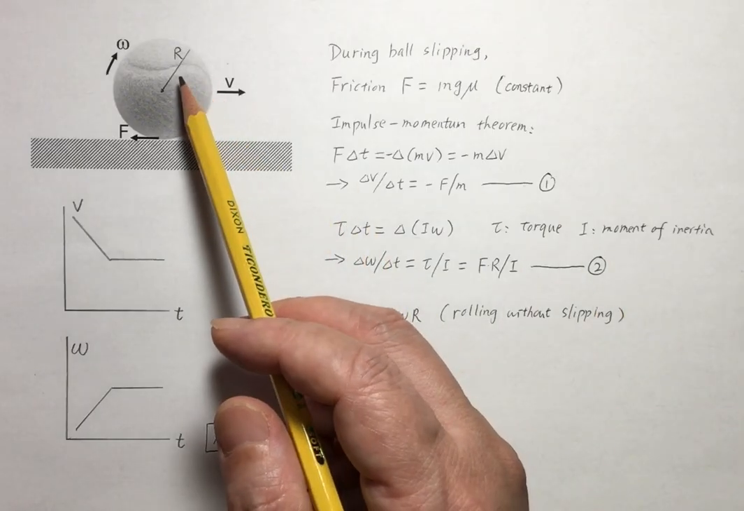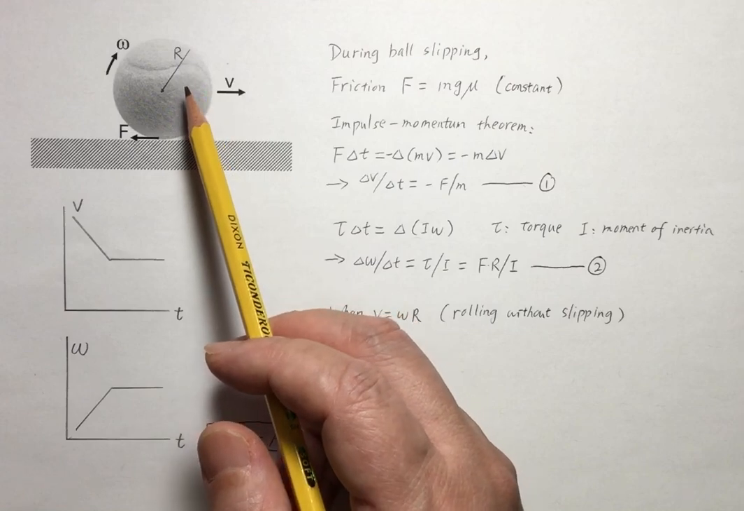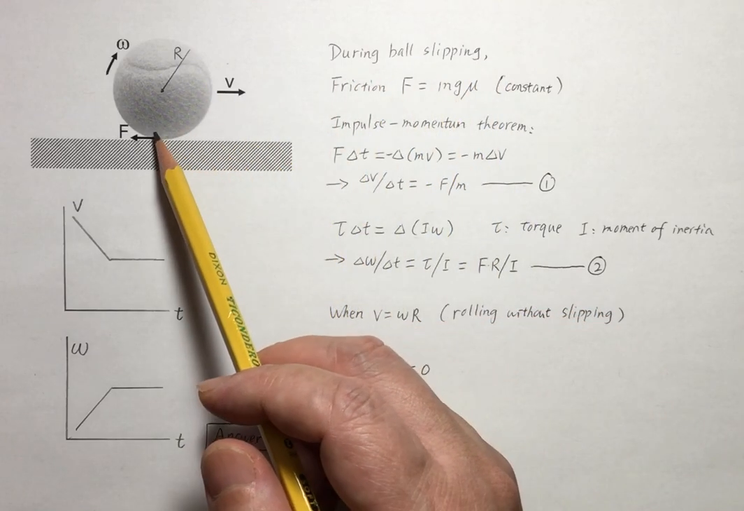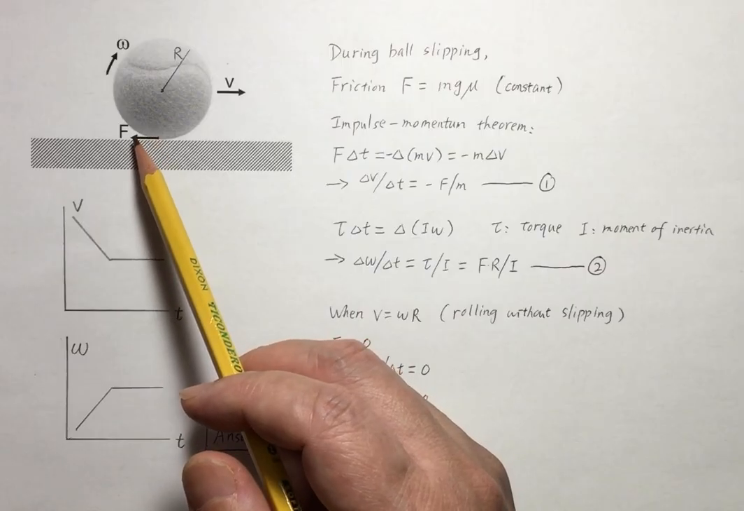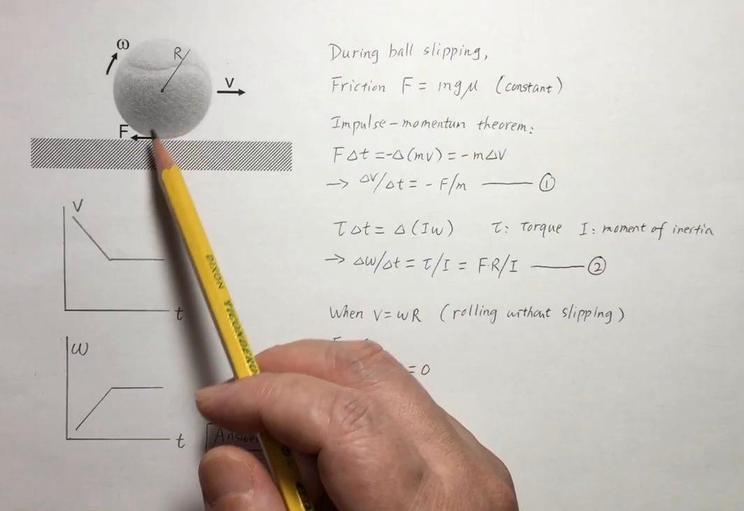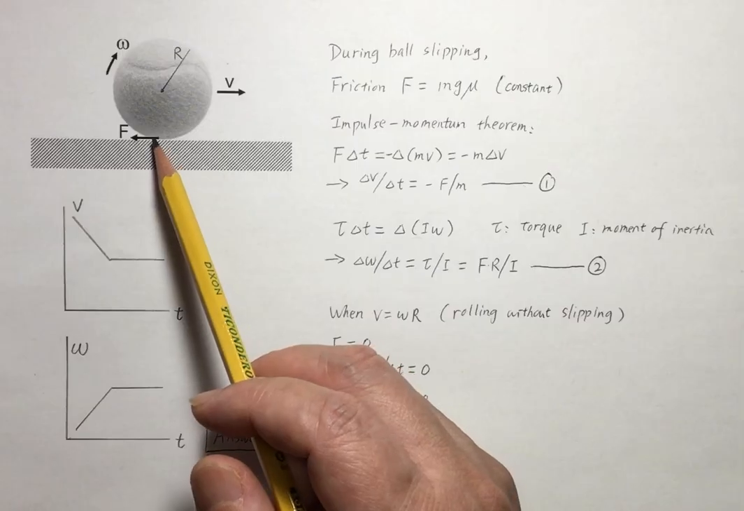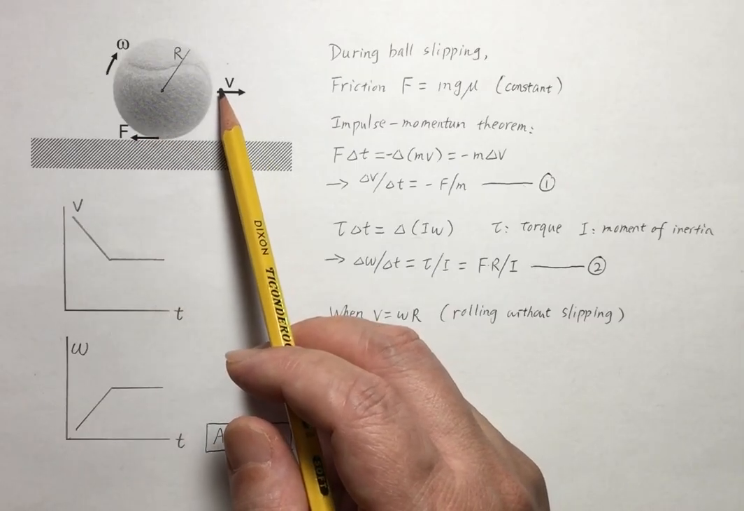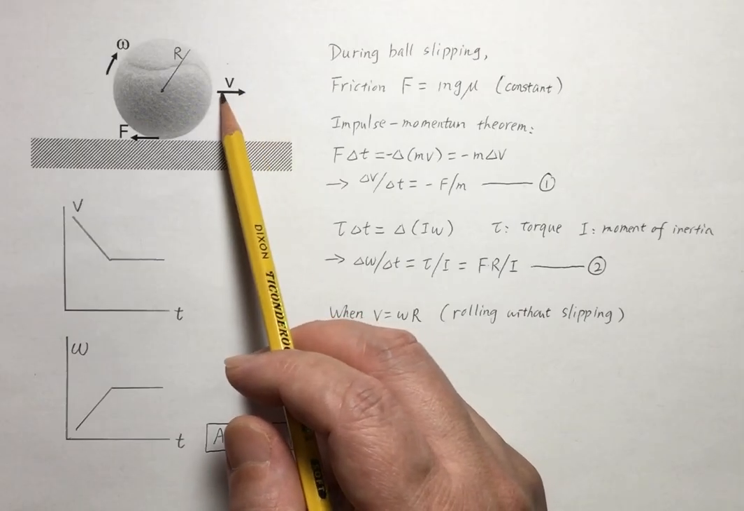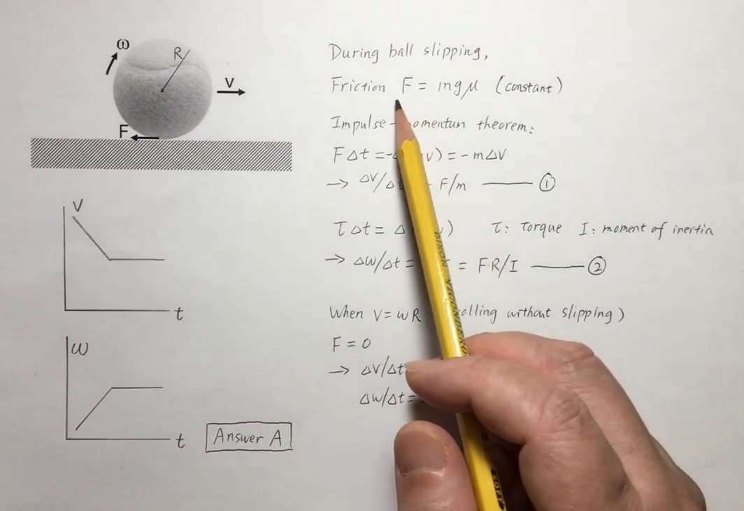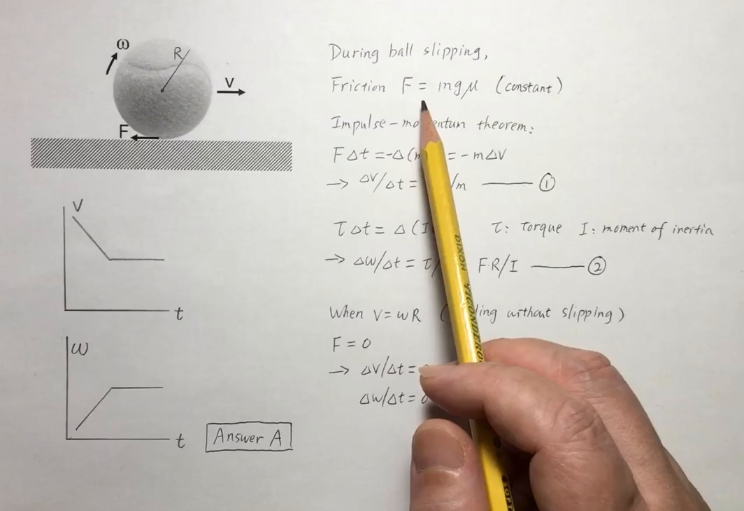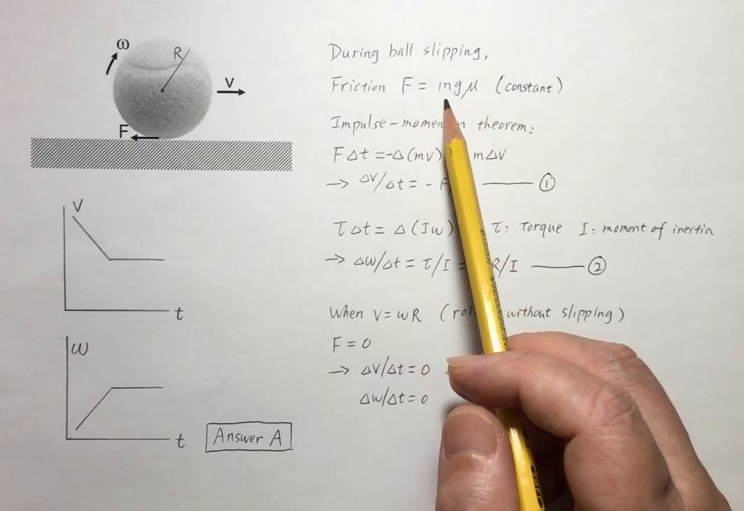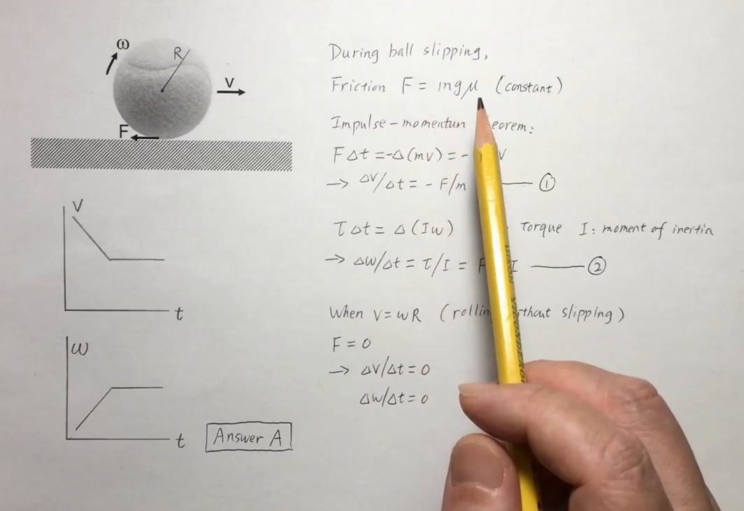So this is a tennis ball with a radius r. During the ball slipping, there's a friction force between the ball and the floor, pointing left. Remember the linear speed of the ball is pointing right. And the friction force is F equal to mu mg. Mu is the friction coefficient. mg is the gravity of the ball.